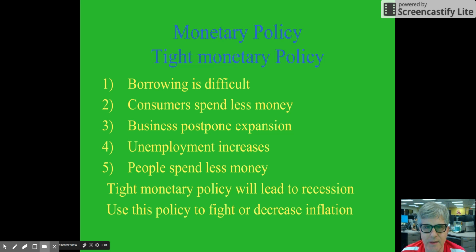Tight monetary policy is the exact opposite. So instead of borrowing is easy, borrowing is difficult. Consumers spend less money. Businesses postpone expansion. Unemployment increases, and then people spend less money. Tight monetary policy will lead to a recession, and you use this policy to fight or decrease inflation or to lower GDP.